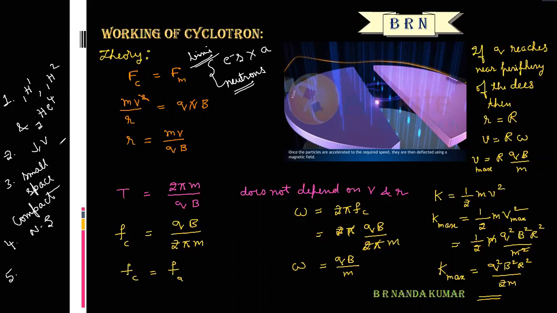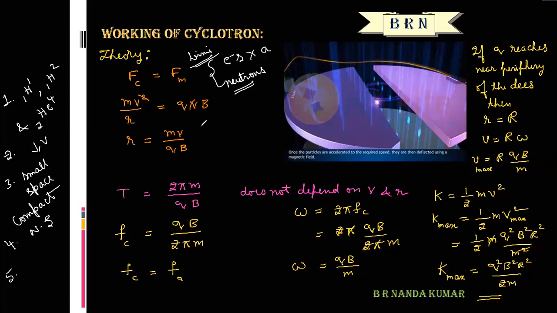It requires comparatively low voltage for producing high energy charged particles. And it occupies small space, hence it is compact. It is used to investigate nuclear structure. It is used to produce artificial radioactive substances, which can be used in medical diagnosis.